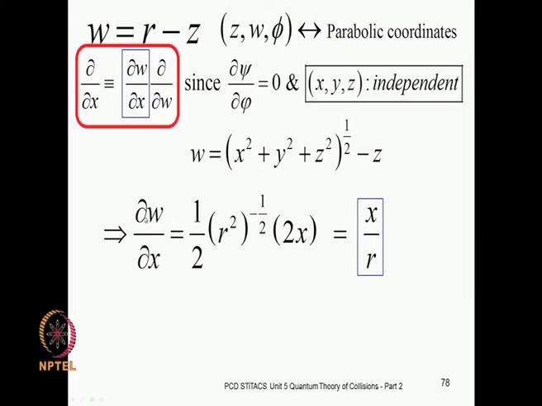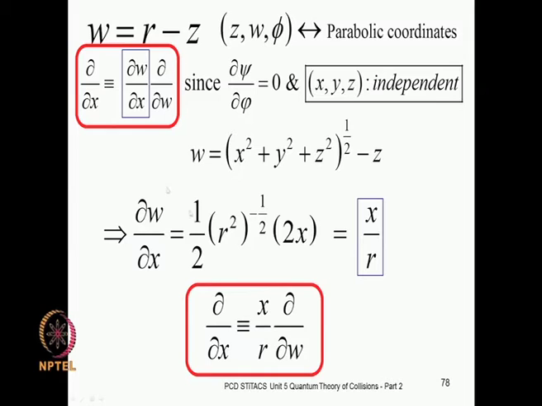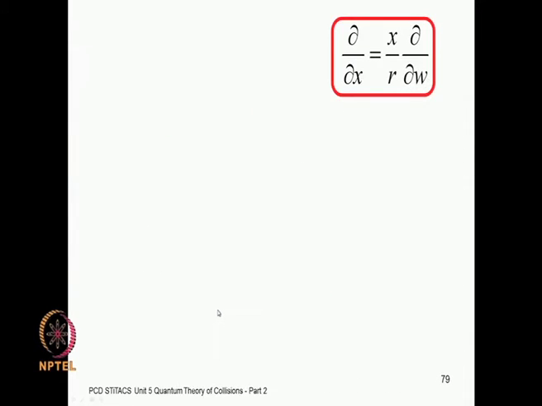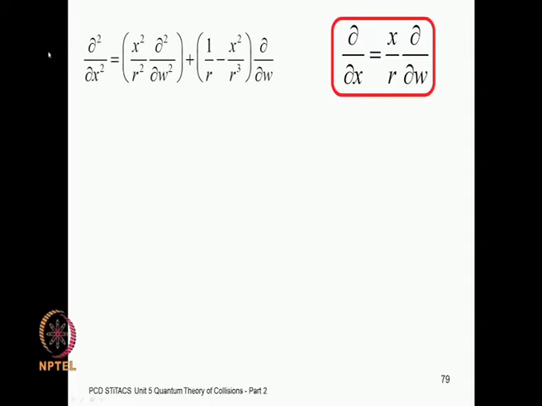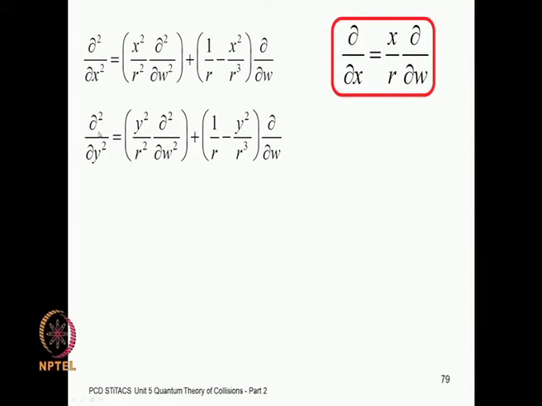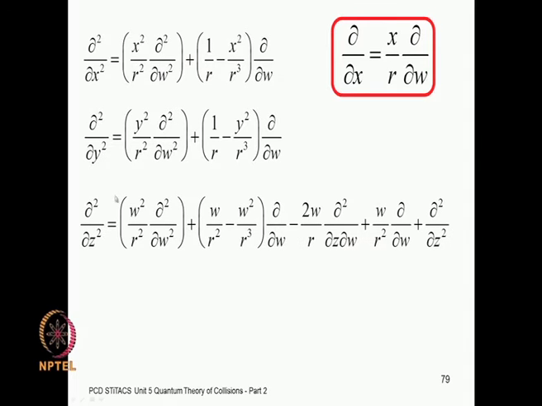So, this partial derivative del w by del x is x over r, and that gives us the operator del over del x in terms of del over del w. It has to be scaled by x over r. So, this is your partial derivative operator for del over del x, and now you can get the second derivative and you can carry on the same extension. So, you know how to do that. Okay. So, this will give you the second derivative. You can likewise get the derivative with respect to y and also with respect to z.